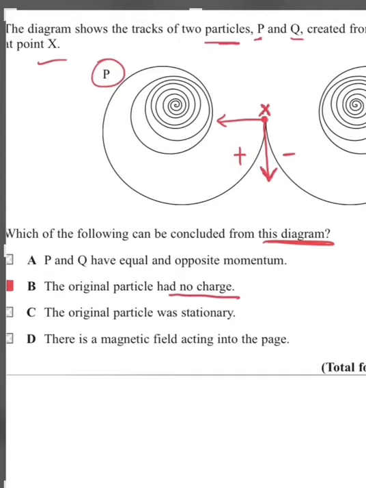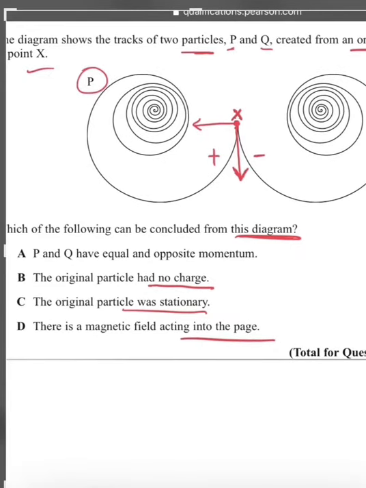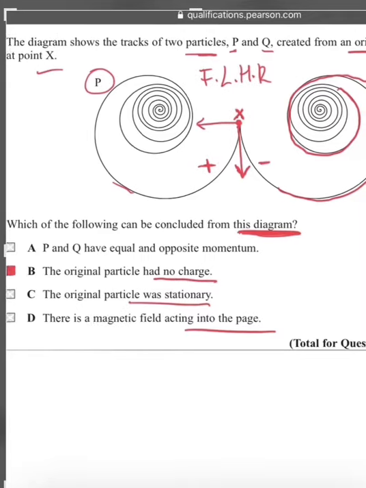The original particle was stationary. The original particle might have been stationary, but enough data is not given in the diagram. Part D, there is a magnetic field acting into the page. Same for this again. Enough data is not given in the diagram. For example, if they said that this is positive and this was negative, this spiral was a spiral of a negative charge and this of a positive charge, then by Fleming's left-hand rule, we could have determined whether it is true or not. So this also cannot be concluded from this diagram, since enough information is not given. So the answer is B.